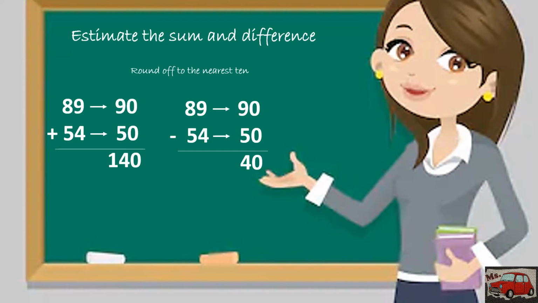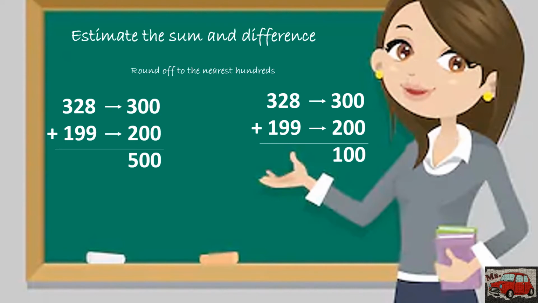Now, kapag subtraction naman, same lang yung magiging number na 90 and 50, we will just minus it. So, the answer is 40. Kung hindi mo siya ni-round off, 89 minus 54, the answer is 35. Di ba pag ni-round off mo yung 35 to the nearest 10, the answer lang din is 40. So, pinapadali lang natin yung pag-compute or pag-solve.